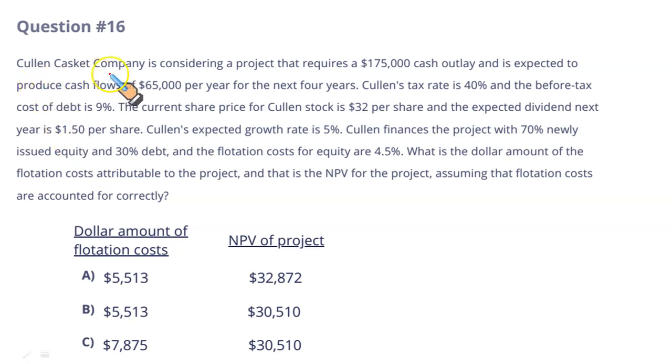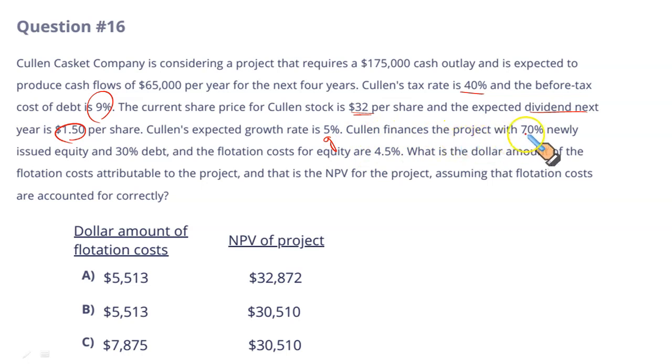Next question. Cullen Casket Company is considering a project that requires $175,000 cash outlay. That's an initial investment and is expected to produce cash flows of $65,000 per year for the next 4 years. Cullen's tax rate is 40% and the before tax cost of debt is 9%. The current share price of Cullen is $32 per share. The expected dividend next year is $1.5 per share. Cullen's expected growth rate is 5%, that is g.